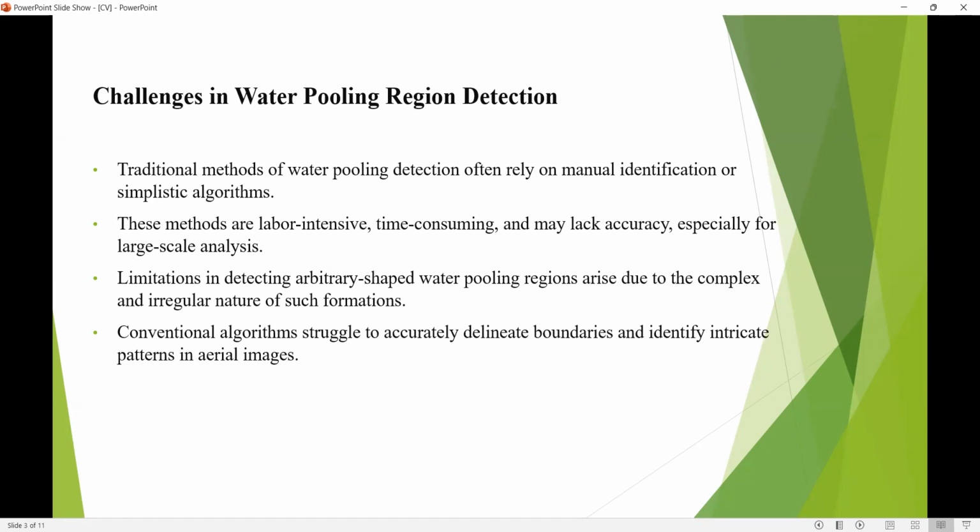These traditional methods and simplistic algorithms suffer from a lack of accuracy, and they also cannot identify regions for large scale analysis. Limitations in detecting arbitrary shaped water pooling regions arise due to the complex and irregular nature of such formations. Conventional algorithms struggle to accurately delineate boundaries and identify intricate patterns in aerial images.